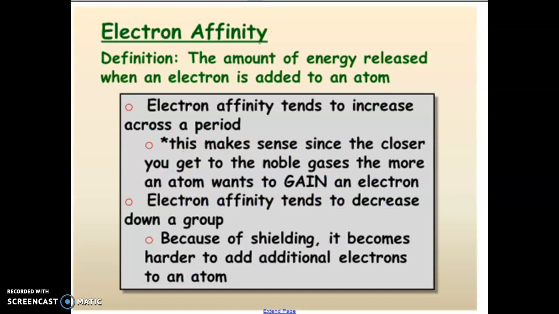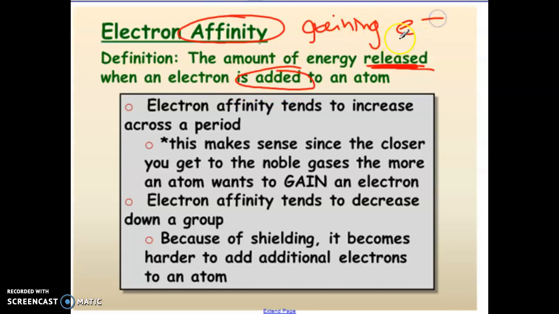Okay, so our next trend is a term called electron affinity. It's another type of energy requirement, but it's a different point of view. Ionization energy is the energy needed to remove an electron. Electron affinity is the amount of energy that is released when an electron is added. So this is when we're talking about gaining electrons.